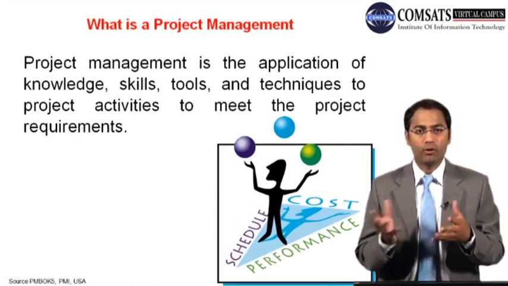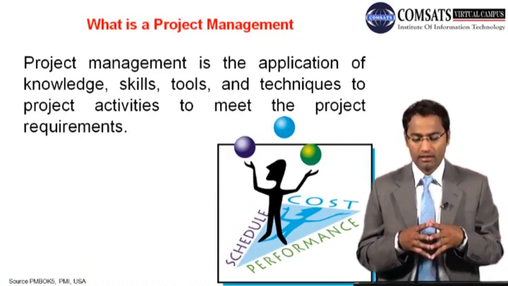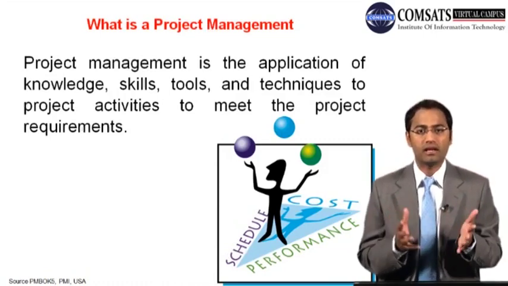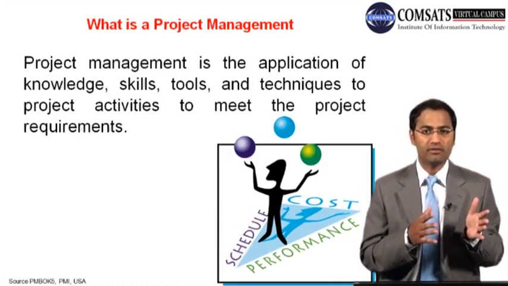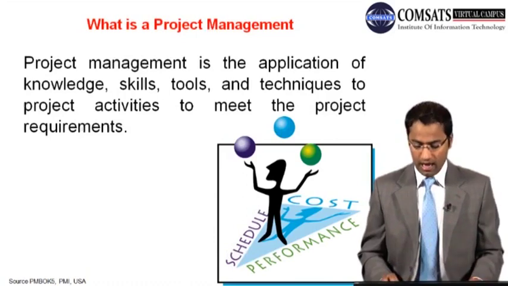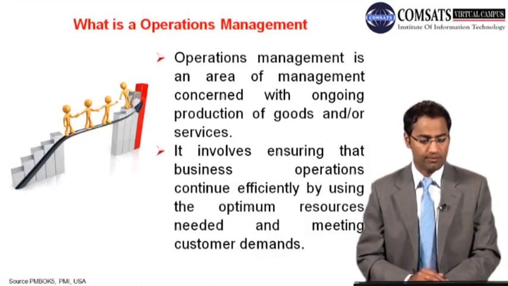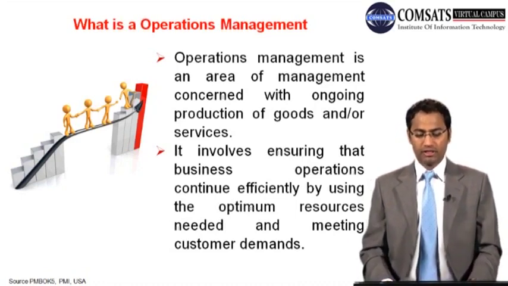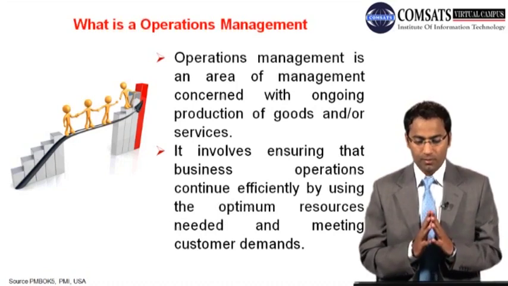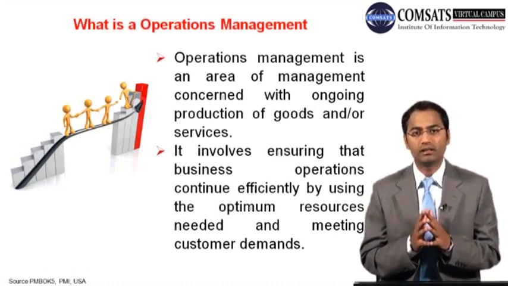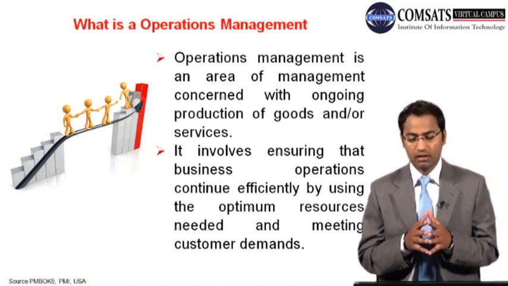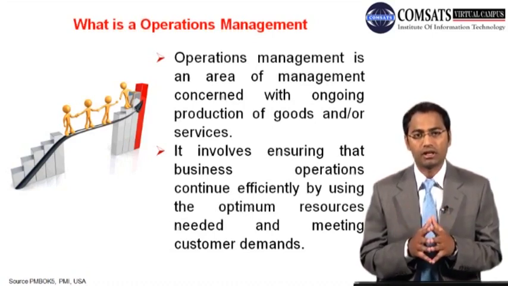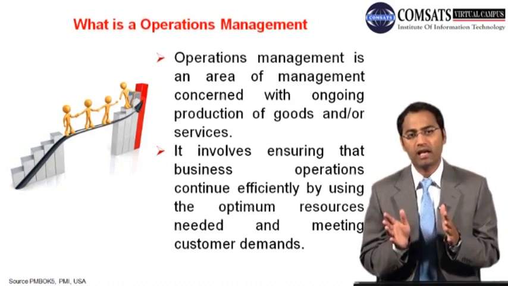But in the case of operations, things are slightly different. Operations is a continuous process within an organization. So why is project management different from operations management? We have this definition of operations management first, and then we will discuss it. Operations management is an area of management concerned with the ongoing production of goods and or services. It involves ensuring that business operations continue efficiently by using the optimum resources needed and meeting customer demands. So the concept of continuous improvement is there for project management, but operations continue efficiently by using the optimum resources. This is quite common between project management and operations management.